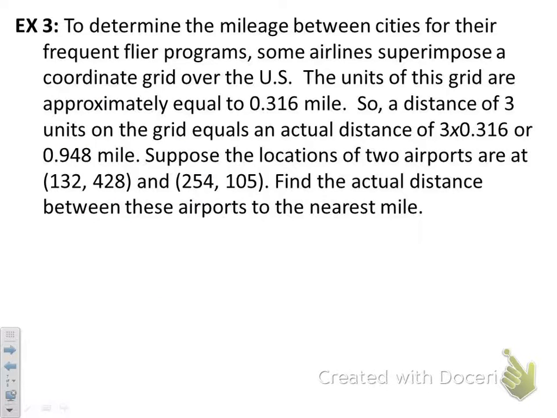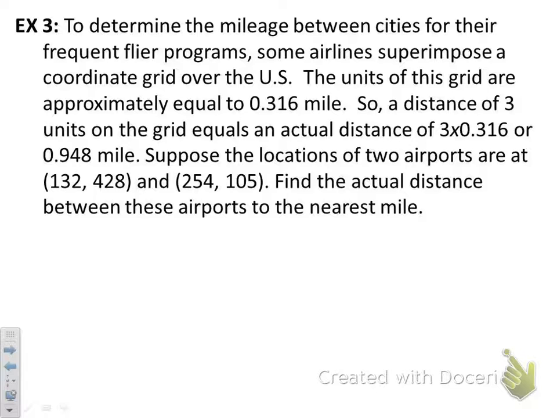This is the last example. And we want to determine the mileage between cities for their frequent flyer programs. So the airlines superimpose a coordinate grid over the United States. Even though some things are taken out of the equation, the Pythagorean theorem is going to work. So the units of this grid are approximately equal to 0.316 miles. A distance of 3 units on the grid would be 3 times that amount then.